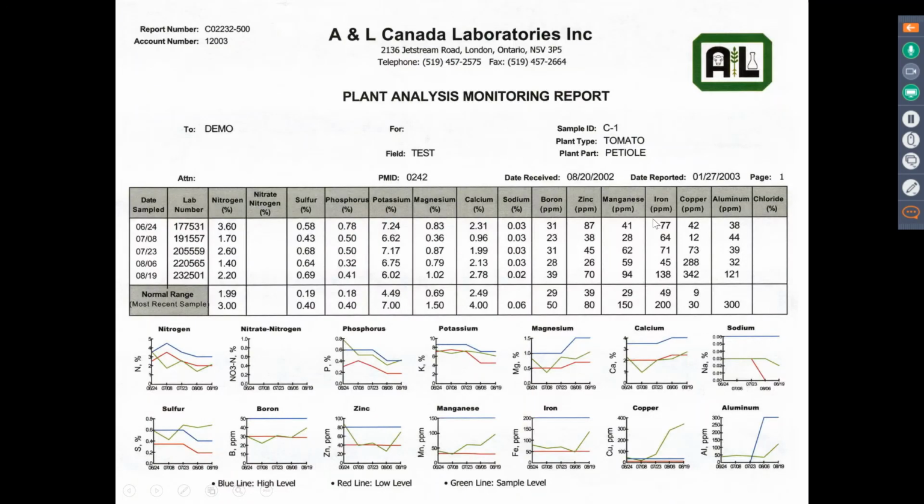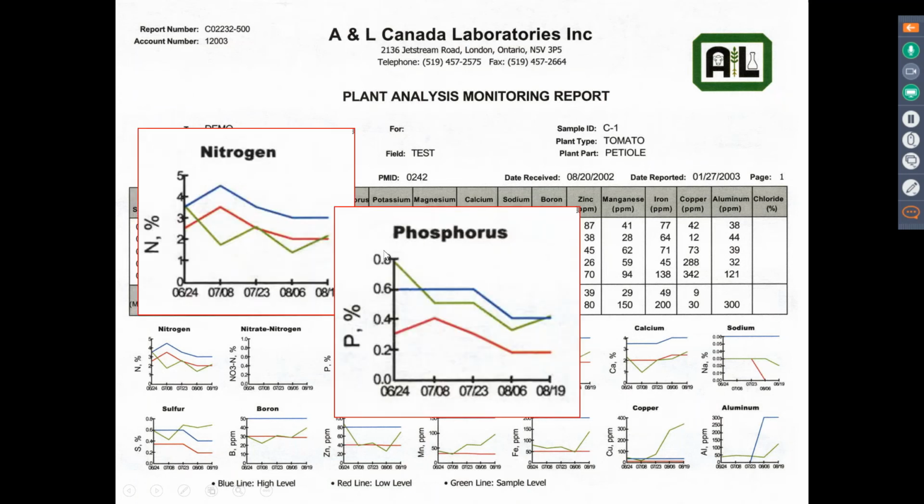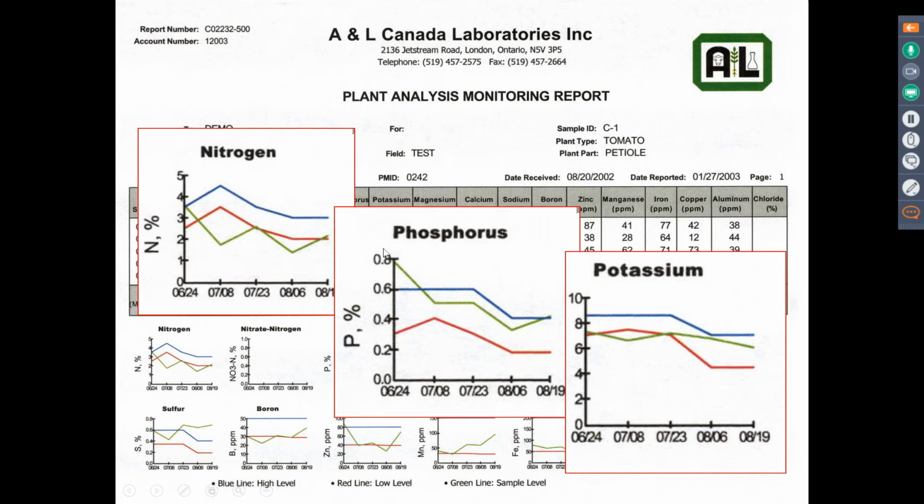How this works is it's a sample setup that looks like this, with each element having its own chart on the bottom of the page with the different sampling dates listed as such. And all that does is give you a better visual interpretation of the trend line of that nutrient as it's growing through the season. Growers can use this to get a better understanding of what direction the nutrient's going, to anticipate where it might be come the next sampling period.